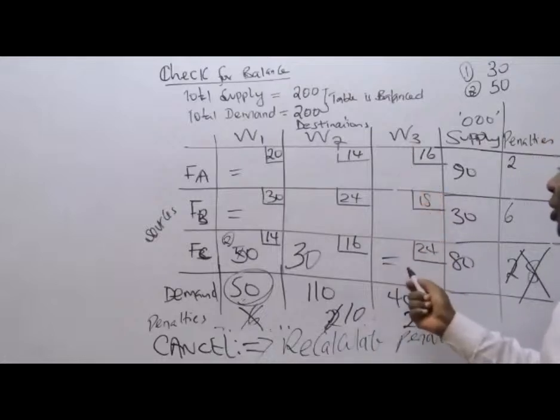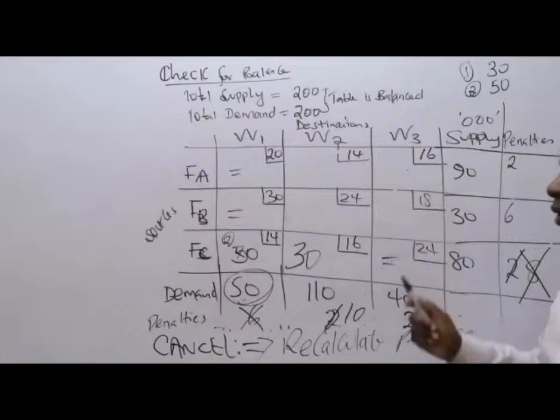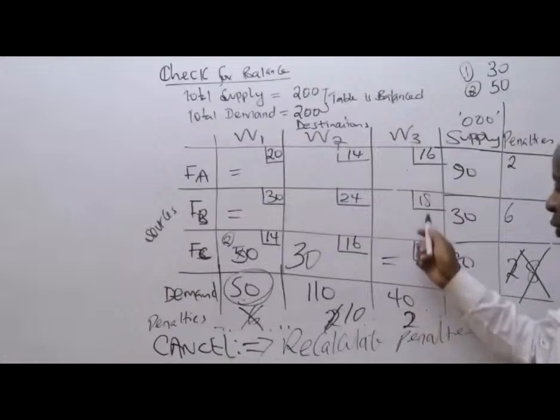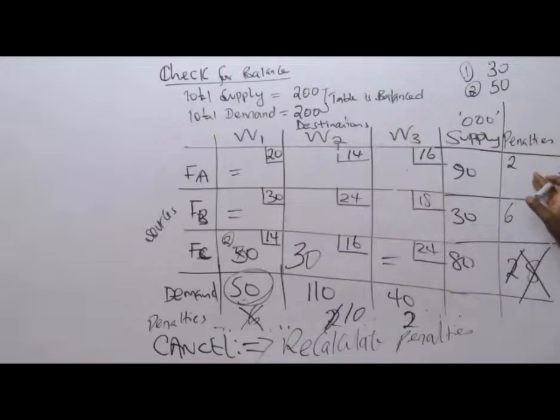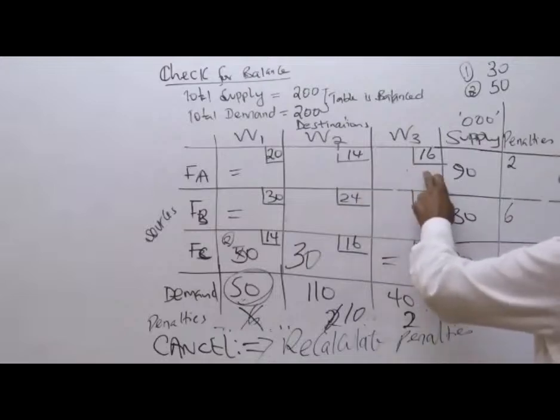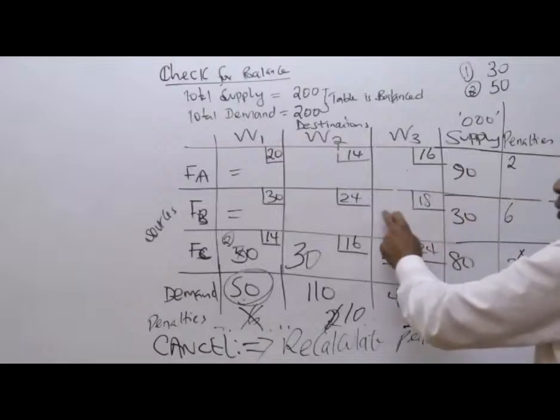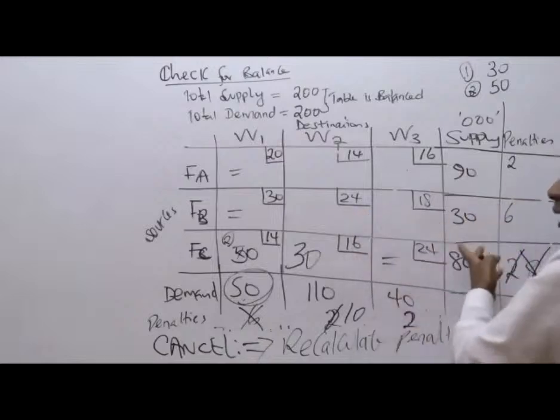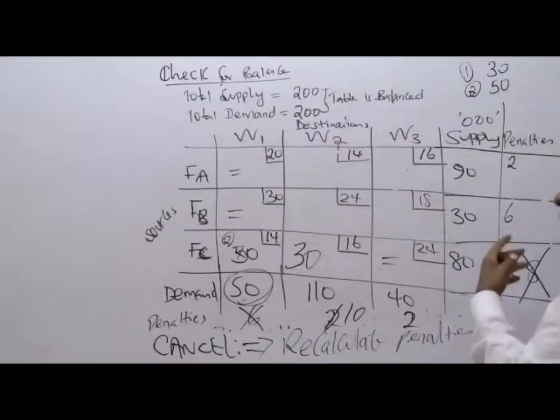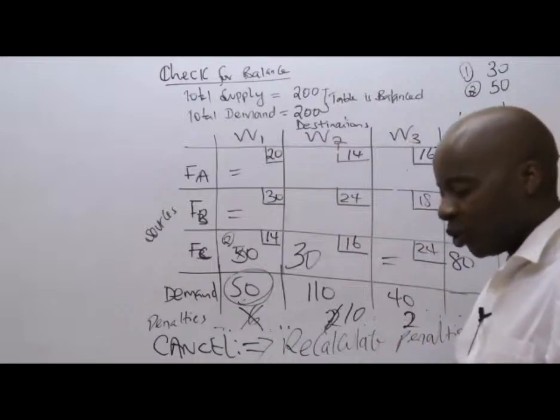And then come to this particular column 3. What do we have? 16 and 18. That gives me a penalty of 2. So there is no good reason for me to cancel that. Still 2. Come here and check whether there is any which is changing. 14 and 16, that gives me 2. 24 and 18, that gives me 6. So I happen to have a fresh round of penalties.